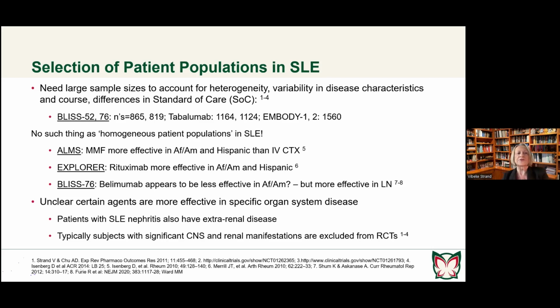So it's also not clear that any certain agents are more effective in specific organ system disease, yet we must actually assess that specifically with every outcome in a trial. We have to remember patients with lupus nephritis also have extrarenal disease, and it's important to assess it. And typically subjects with significant CNS and renal manifestations will be excluded from trials because of the fear that they will deteriorate and the fact that we can't assess CNS disease in a trial-worthy manner.